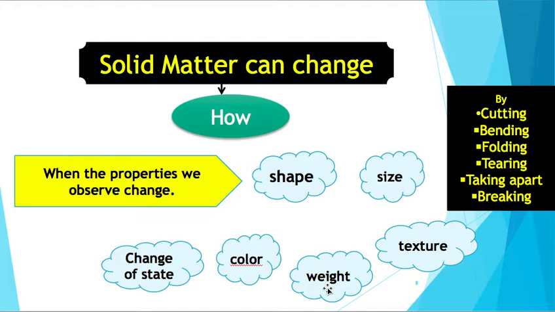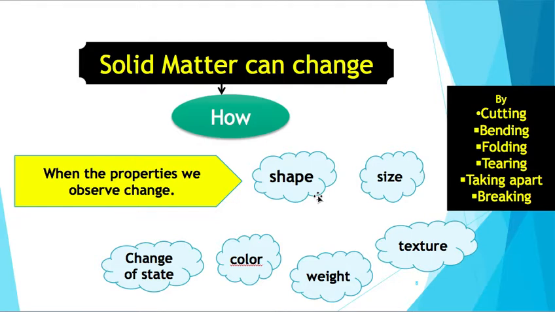Now, solid matter can change. How does it change? I can change it by cutting it, by bending it, by folding it, by tearing it, by taking apart, by breaking it. And once I do this, I'm changing the properties at the same time, and you can observe that with your eyes and with your senses.